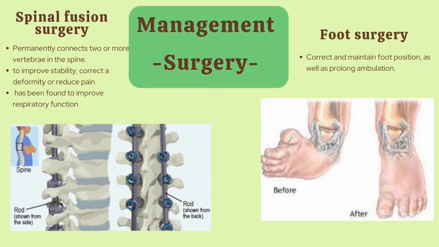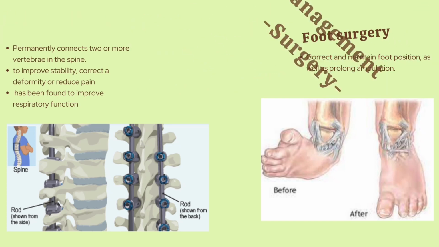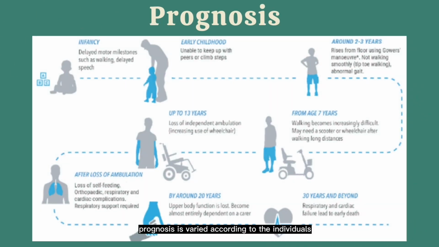Thirdly is surgical type of management. Spinal fusion surgery permanently connects two or more vertebrae in the spine, and its function is to improve stability, correct deformity or reduce pain. For foot surgery, its function is to correct and maintain foot position as well as prolong ambulation. Moving on to the prognosis. Prognosis varies according to the individual. For example, some children die in infancy, while others who survive have severe muscle weakness, including loss of independent ambulation up to 13 years old.